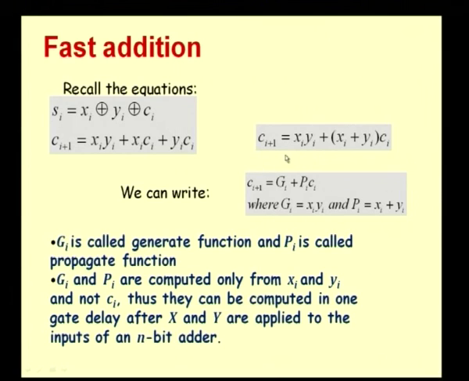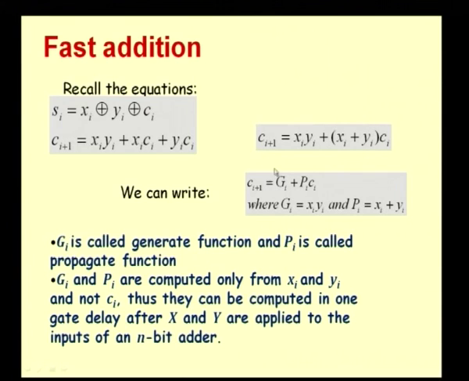Now I can write ci plus 1 as gi plus pi into ci. Gi is nothing but xi yi, and pi is xi plus yi. So I am rewriting the same equation as xi yi plus xi plus yi into ci. I am calling this my g function, gi, and this the p function, pi. The reason why we call them g and p I will come to shortly. G stands for a generate function, and P stands for a propagate function.